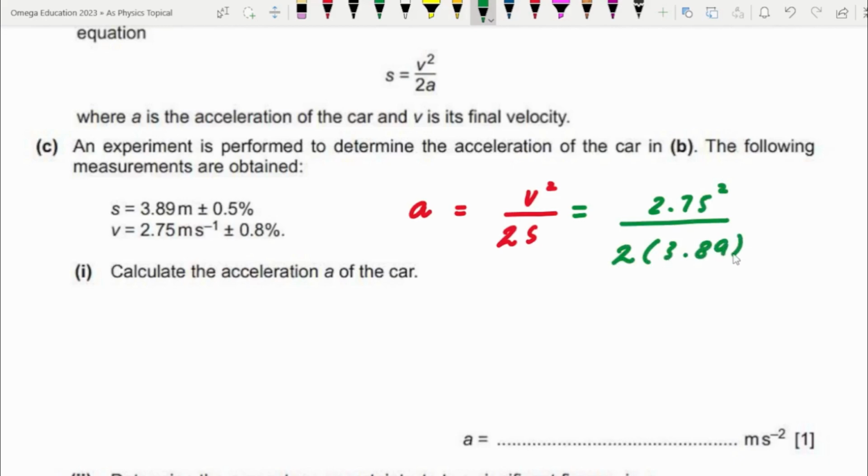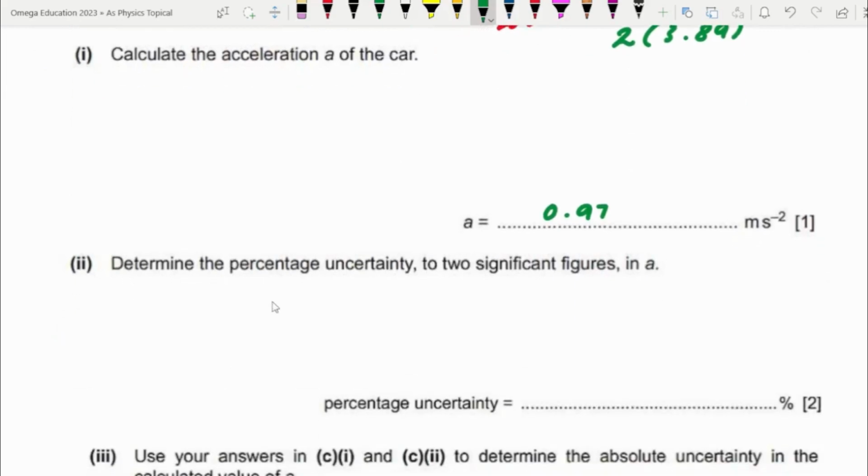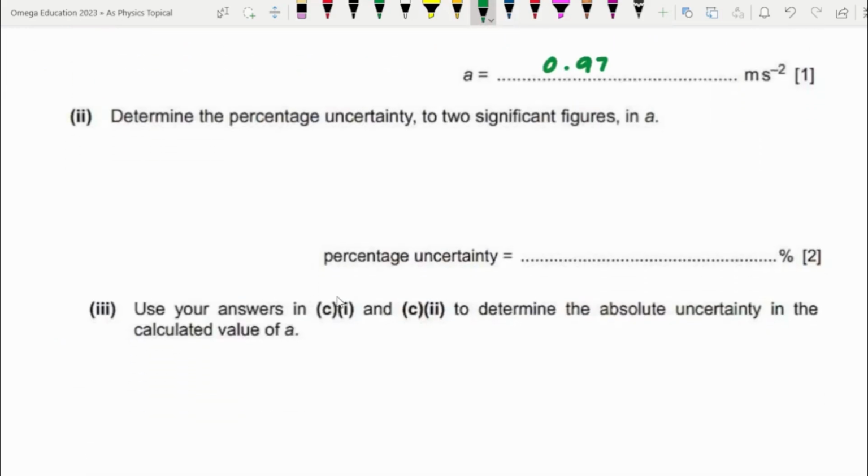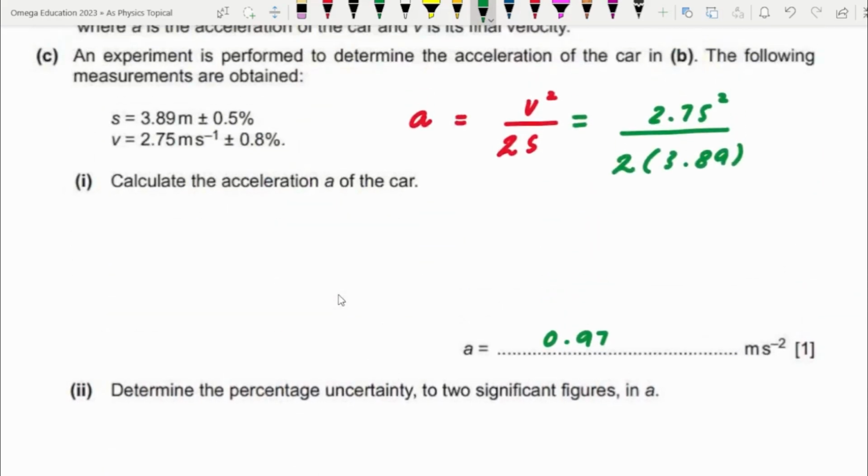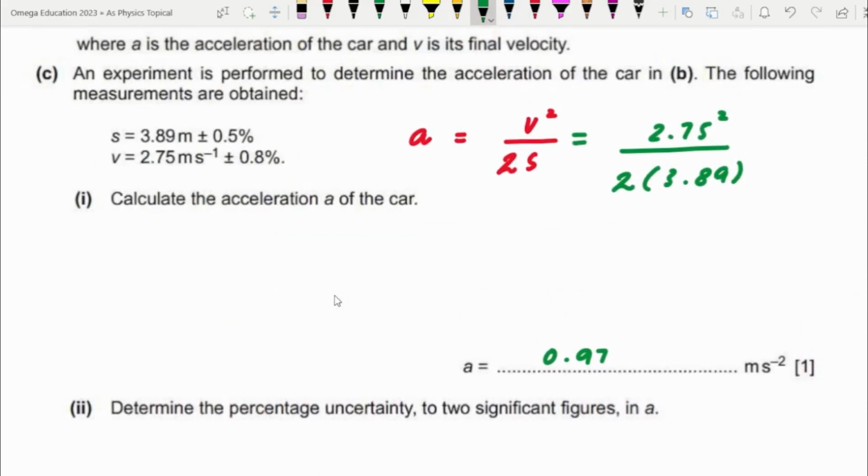Then I'm going to throw calculator at it. 2.75 square, so we get 0.97. In 2 SF we get 0.97 m s minus 2. Okay, then the next part says determine the percentage uncertainty to two significant figures in a. Okay, percentage uncertainty, we can do that. Kind of an easy one.